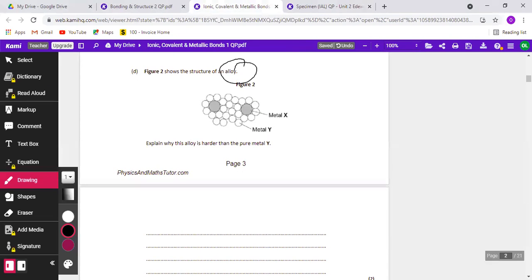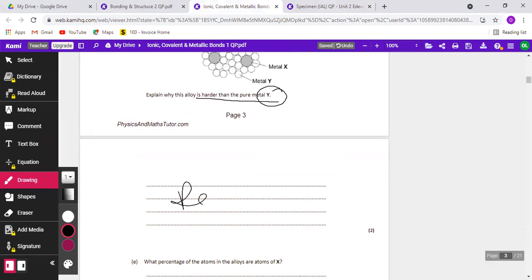Figure 2 shows the structure of an alloy. Explain why this alloy is harder than pure metal. Why? So again you will say that it has different sizes of atoms and so they can slide over each other. This is just a typical repetition.